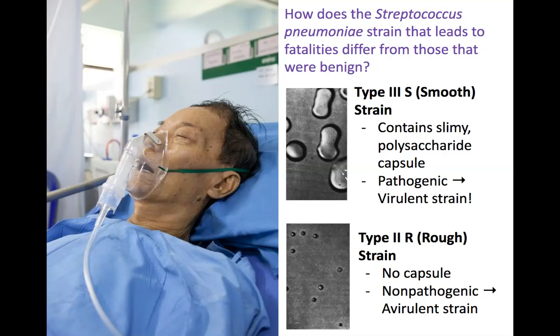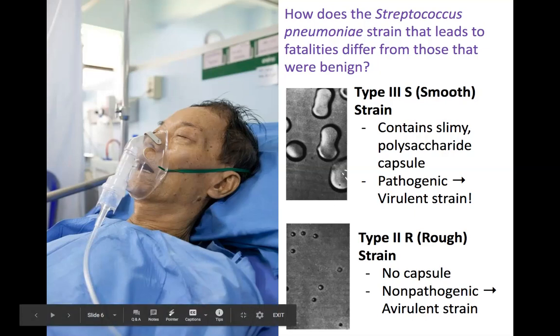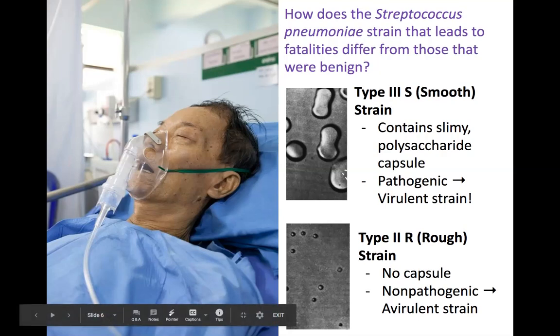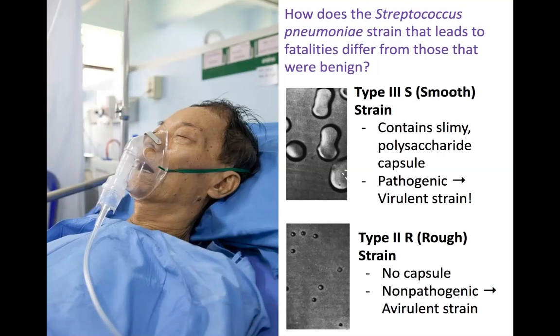So as you can see on this image, the smooth strain has an outer coating that can prevent the white blood cells from detecting it. However, the rough strain, on the other hand, doesn't have that, in which case, because it lacks a capsule, it tends to be non-pathogenic. What that means is that if you were to get infected by this particular strain, you may get sick, but you don't necessarily die from it. And we call that an avirulent strain.